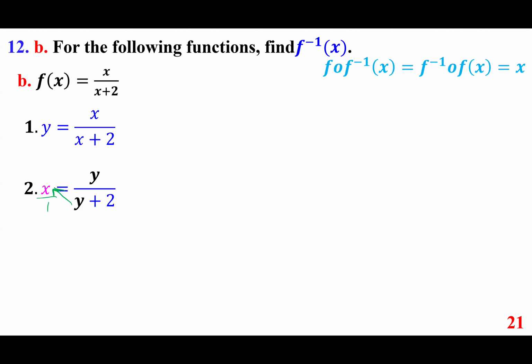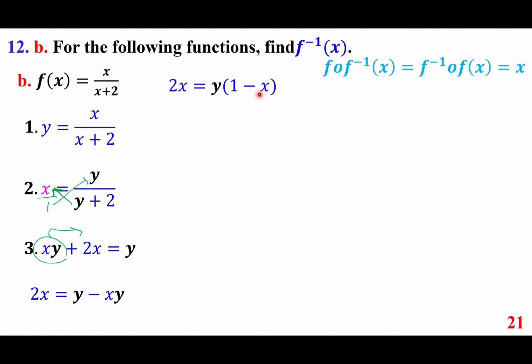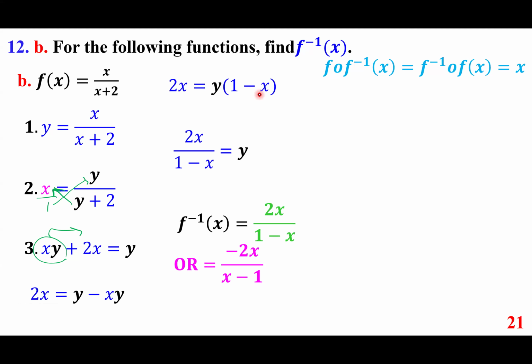We multiply these two. We get x times y, x times 2. And over here, we get y. And since we want to solve for y, we are going to move this one, make it negative on the right side. We're going to factor the y out on the right side. We're going to divide by 1 minus x. That's the inverse. Give it the name f inverse of x equals 2x over 1 minus x.